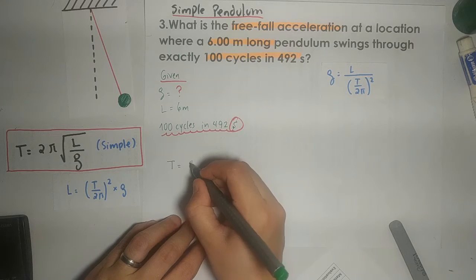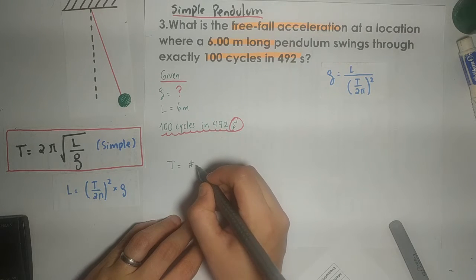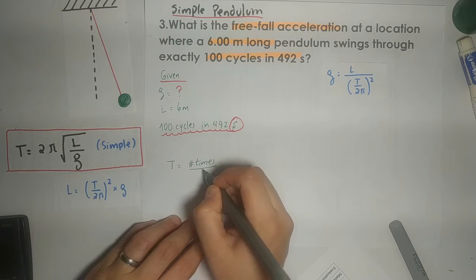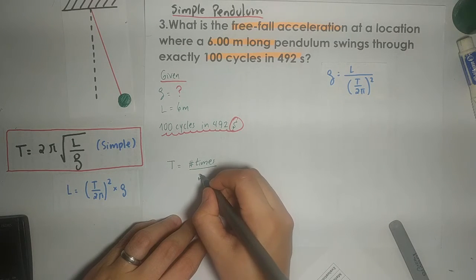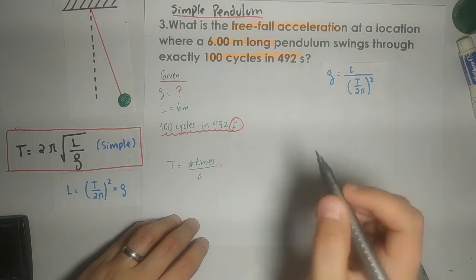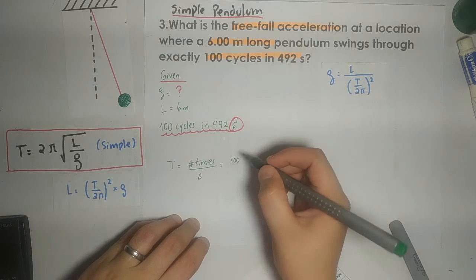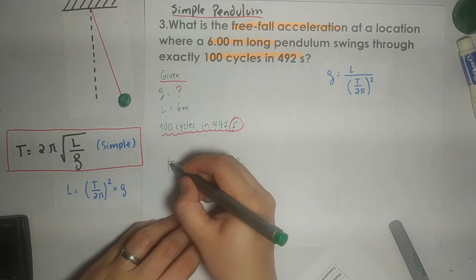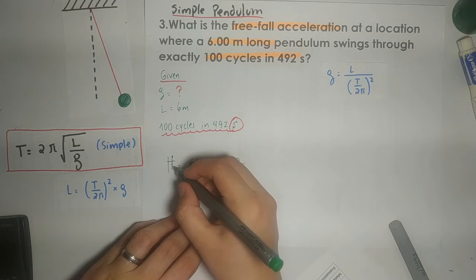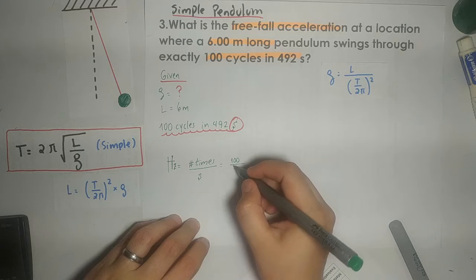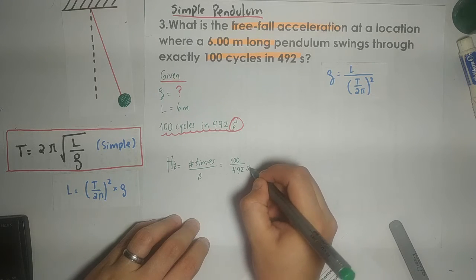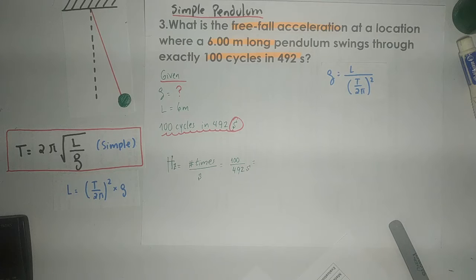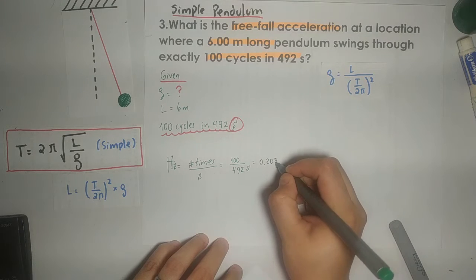A period is the number of times, I will say like that, divided by 1 second. Now how many times? 100 times divided by, sorry, this is frequency in hertz. Okay, 100 divided by 492 seconds. So this will give you 0.203.